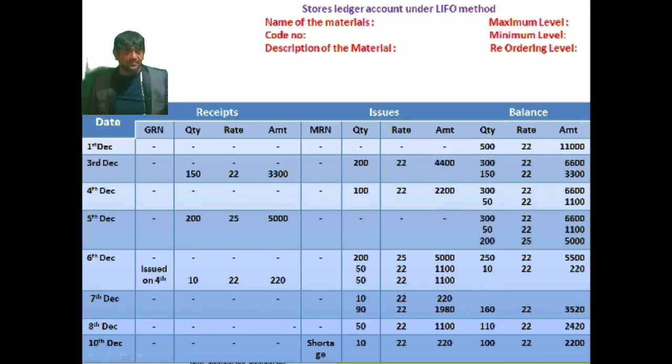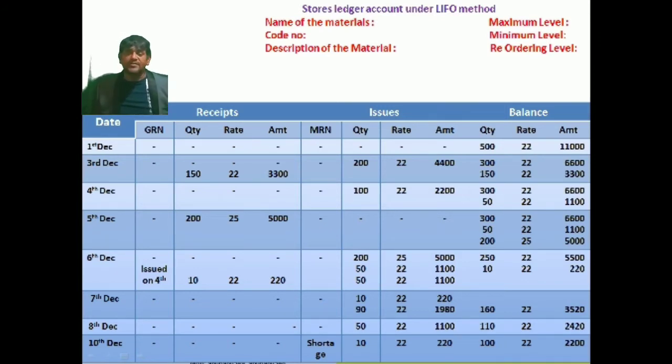On 6th December again, it is a compound entry. That means there is an issue and there is a return to stores. Clear? So now the issue entry is also there and there is a receipt entry also. Since it is a contra entry, we have to show both issue and receipt in a single day. Clear?